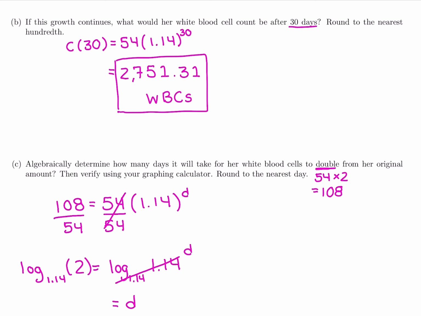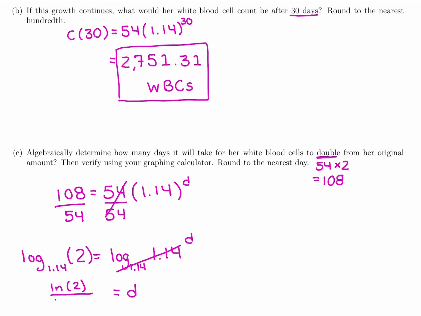If you can hit math and scroll down on your calculator, that's what I would do now. If you don't have math and the change of base option, that log base option, you can use your change of base formula. We're going to do ln of 2 divided by ln of the base, which goes on the bottom, ln of 1.14. Either option should give you the same answer. We're going to round to the nearest day. So D is 5.29. So sometime during day 5, she'll have doubled her white blood cell count.